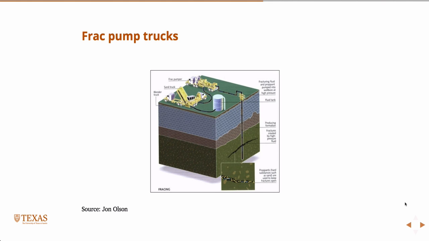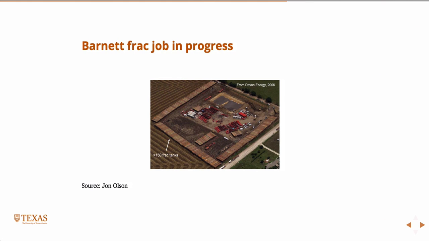And then the next picture is an actual frack job in the Barnett Shale. All these red things are trucks. So that's 1, 2, 3, 4, 5, 6, 7, 8, 9, 10, 11, 12, 13, 14, 15, 16, 17, 18, 19, 20, 21, 22, 23, 24, 25 18-wheelers. One frack job, right? And all of this is water. These are all water, 150 water tanks around the edge. So it's a very large scale operation.